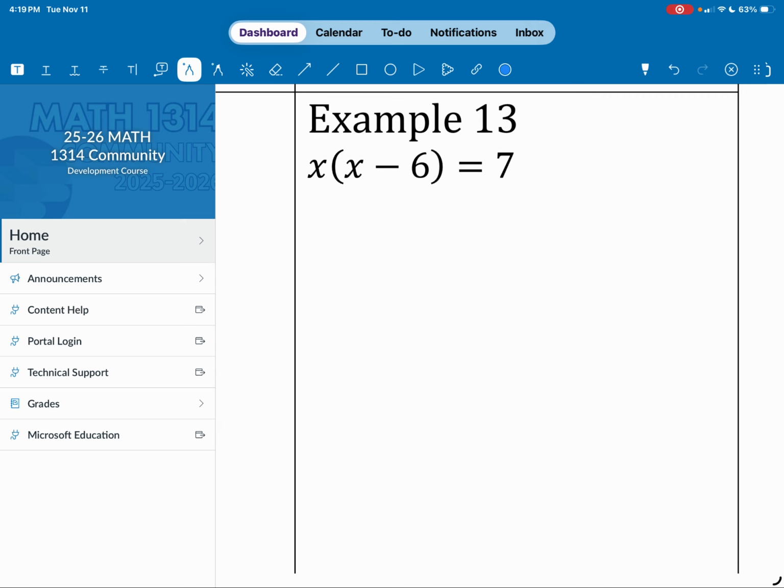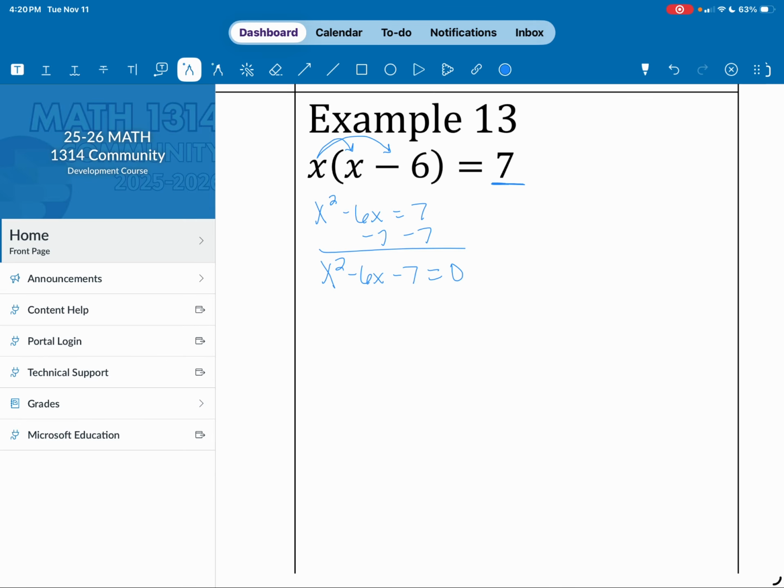All right, so on this next one, because there is the 7 over here, I need to go ahead and distribute this x. If this 7 was a 0, I would solve it like I've been doing, but it's not. So I need to first distribute. So x times x gives me x squared. And then x times negative 6 gives me negative 6x equals 7. So now I'm going to go ahead and move that 7 to the other side. So x squared minus 6x minus 7 equals 0.